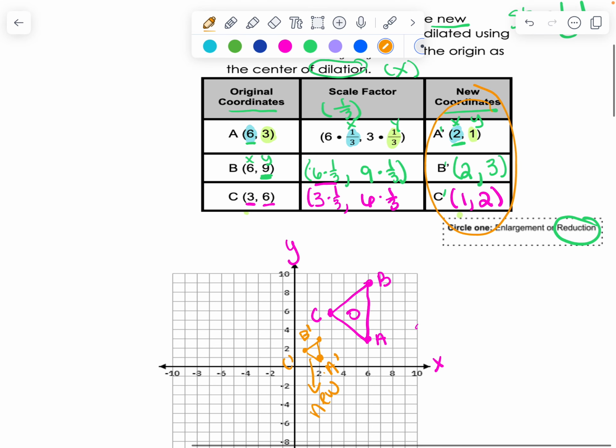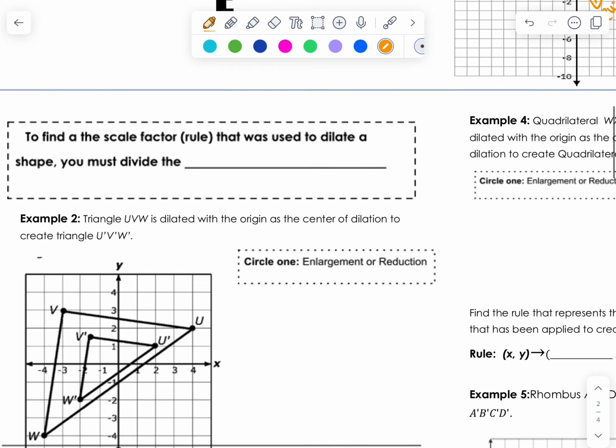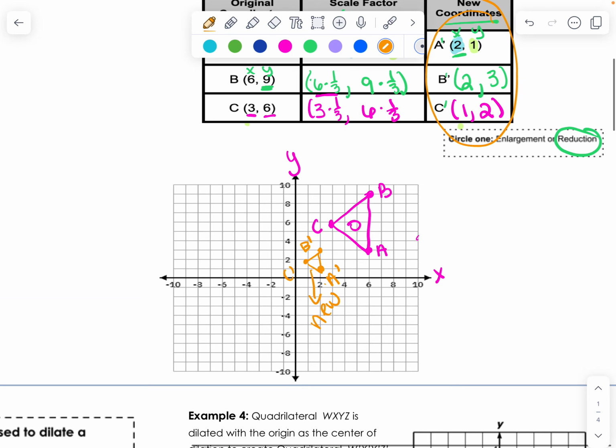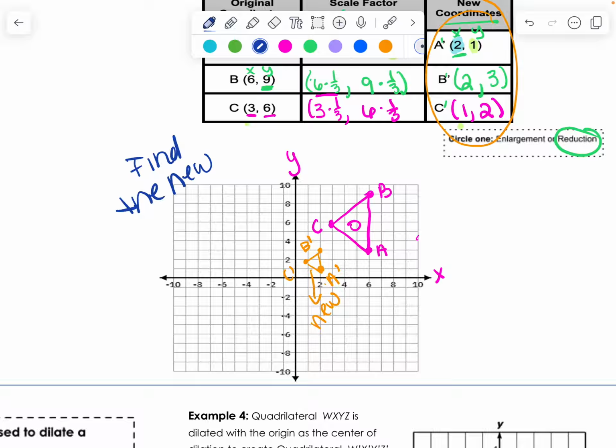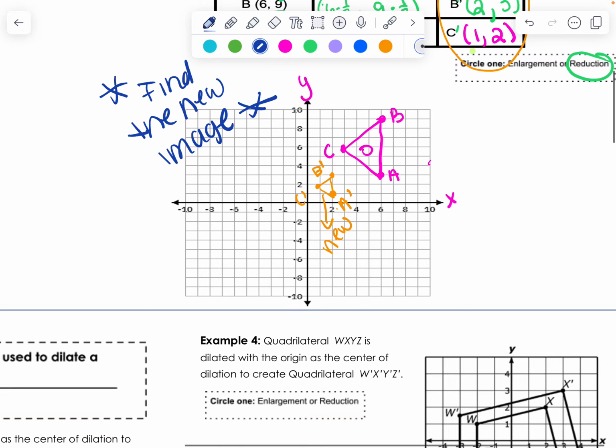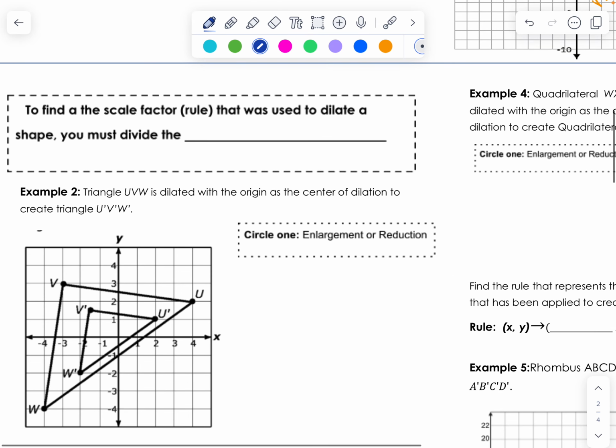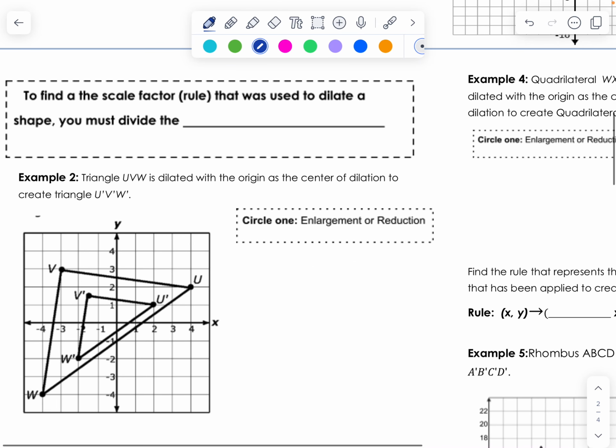All right, so let's go to question 2. Let's make a little note right here. So on this one, all we did was find the new image, or the new ordered pairs. Okay, because then in a little bit we're going to find our scale factor, or find the rule. So to find the scale factor, we did this yesterday. It's also called your rule. Either one means the same thing.